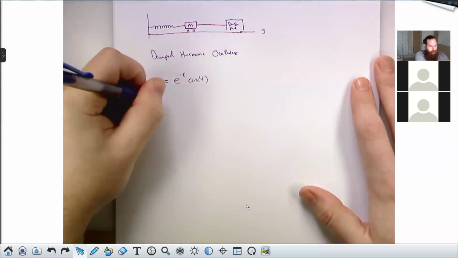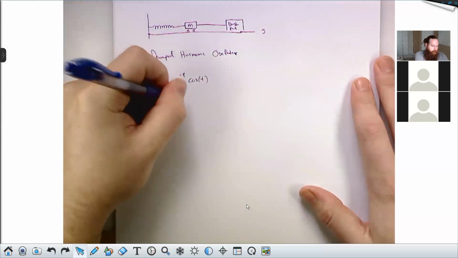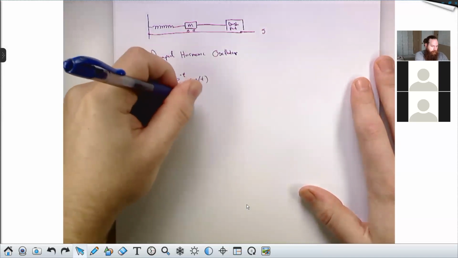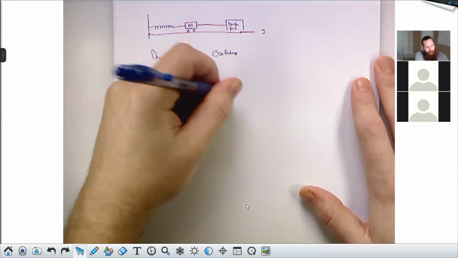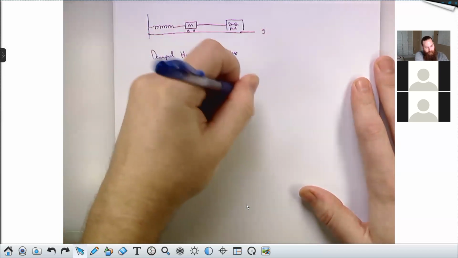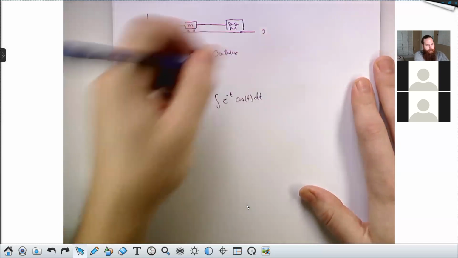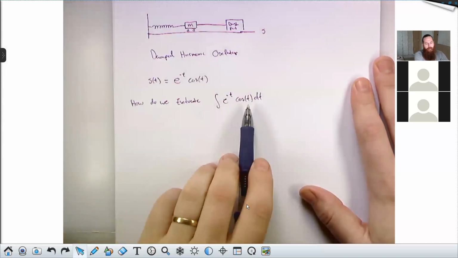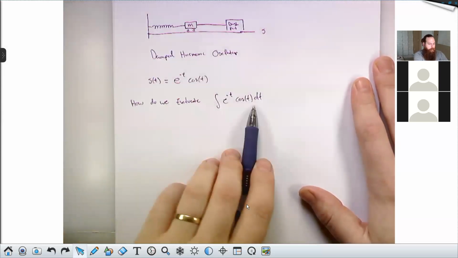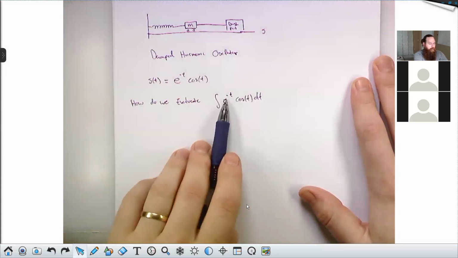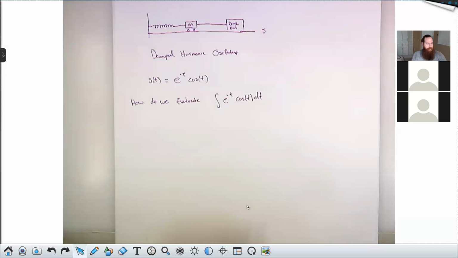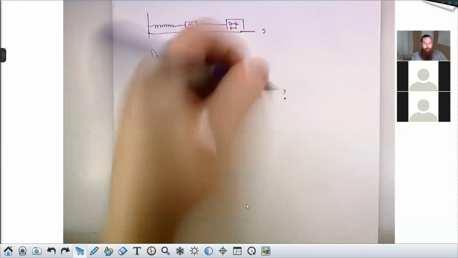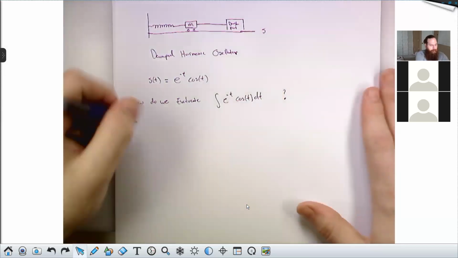So how do we evaluate integrals of stuff like this? And it could be e to the 2t cos 5t, or e to the negative 10t cos 12t, or e to the negative 0.1t cos 3t, any of those. How do we evaluate stuff like this? The answer is, these are called looping integrals.